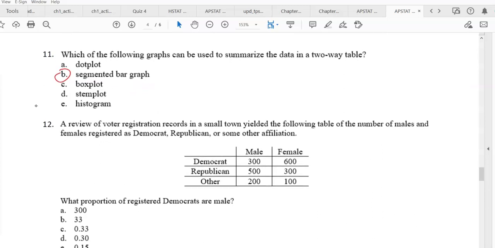So this is for categorical. All the rest of these are quantitative. Right, those are quantitative plots. That's a really good one.